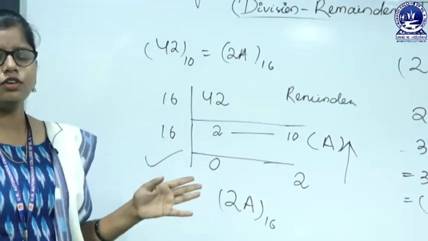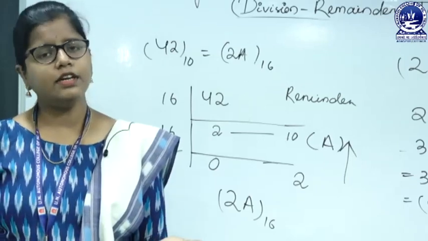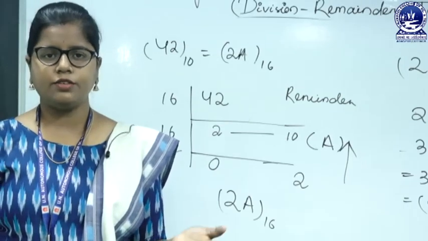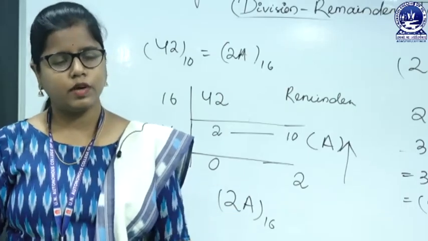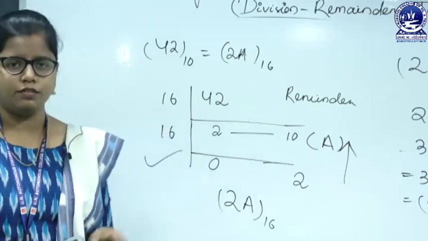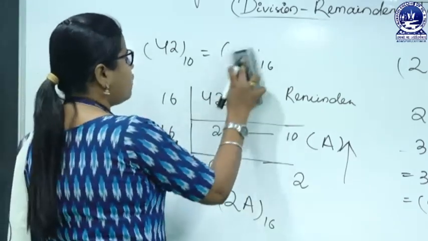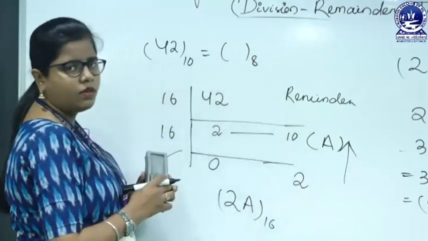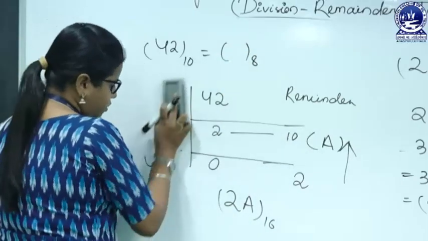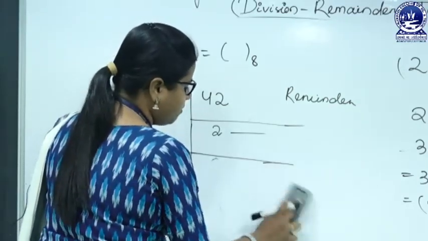So like this you can convert the decimal number system into different bases. You can convert it to base 2, base 4, base 5, base 8. Whatever base you want, you can convert by following this approach. So let's convert this 42 into base 8. So we want to convert 42 base 10 into base 8.